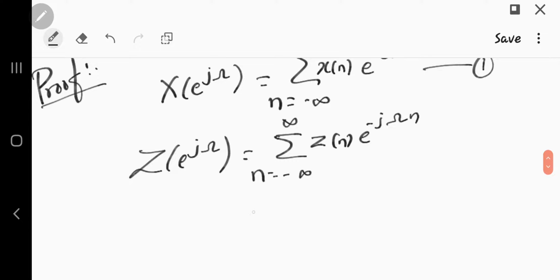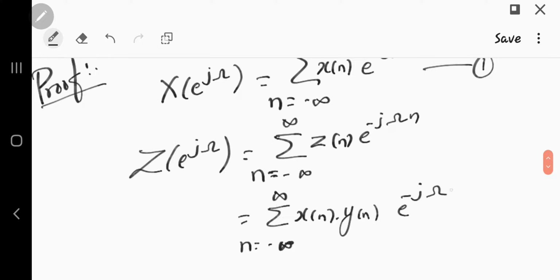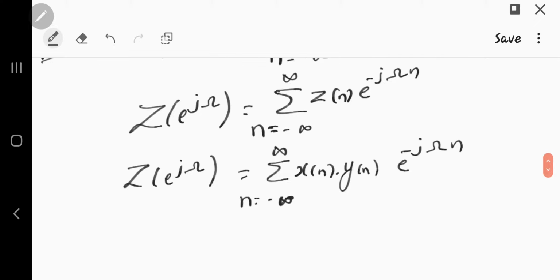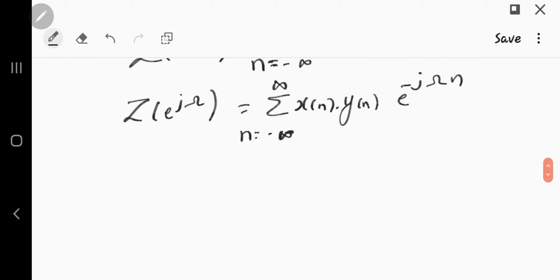Now if you substitute the value of z of n here, that is x of n into y of n e power minus j omega n here. So now this, if you recall from the definition of Fourier transform, that is the synthesis equation. So what does the synthesis equation say?